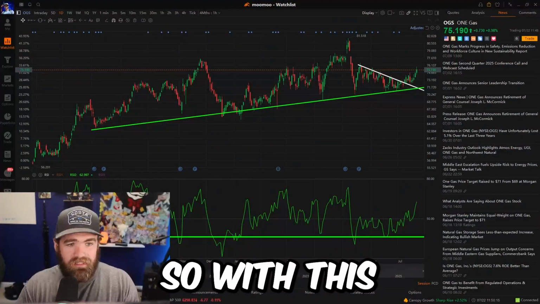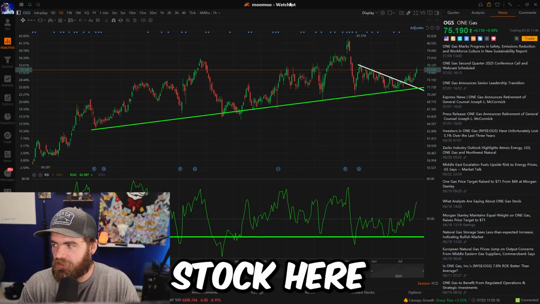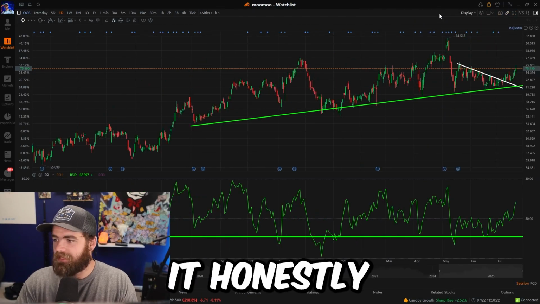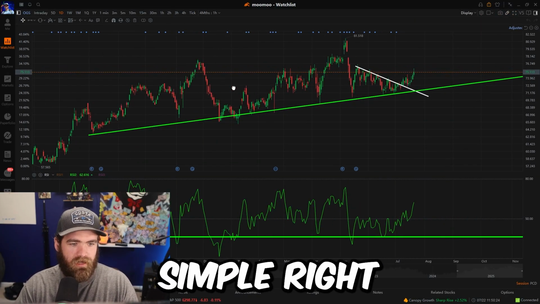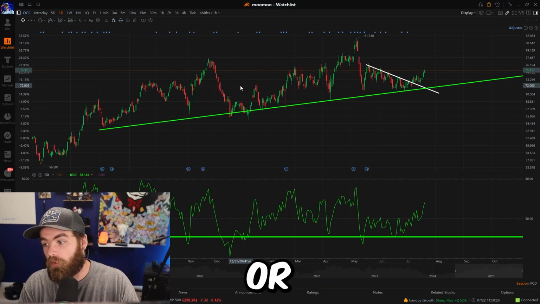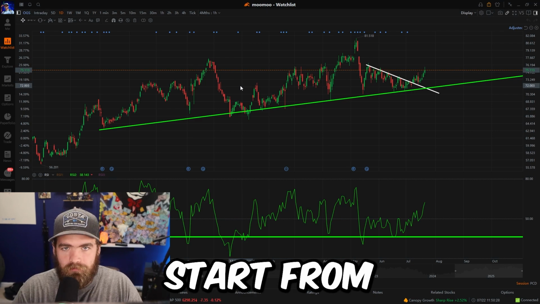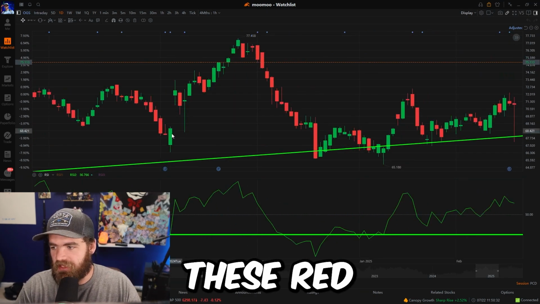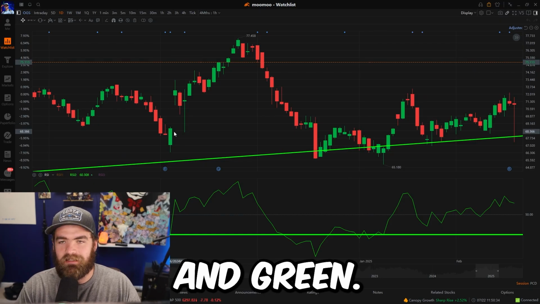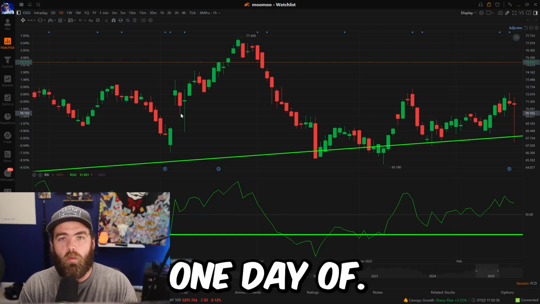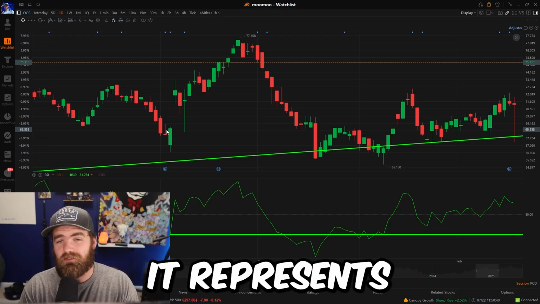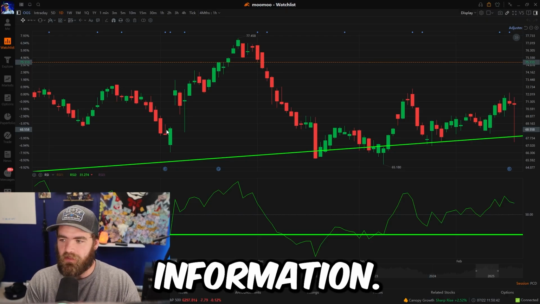So with this stock OGS, this is the stock here that we recently took a position with. And looking at it, it honestly looks very simple, right? I'm sure it might look simple for you or overwhelming. So let's start from scratch. So we're on the daily candlestick. So each of these red and green candles represent 1 day of trading. So you have the high, the low, the open, and the close. It represents about 4 pieces of information.